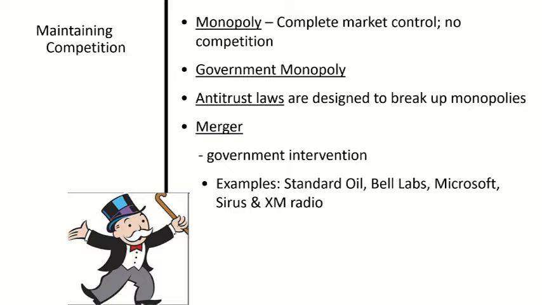examples, Standard Oil, they broke up Standard Oil. Bell Labs, so the telephone company, so Verizon, AT&T all came from Bell Labs. Microsoft, they tried to break it up because they were acting monopolistically in the late 90s. You had Internet Explorer, which was to browse the internet, and then you had the software Windows, which is point and click and all that stuff. So the point and click stuff was Windows, and then you had Internet Explorer to explore the internet.